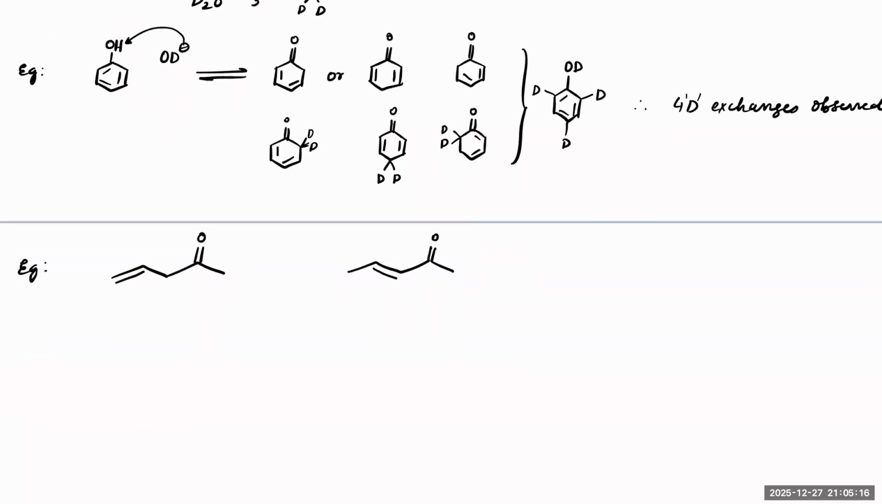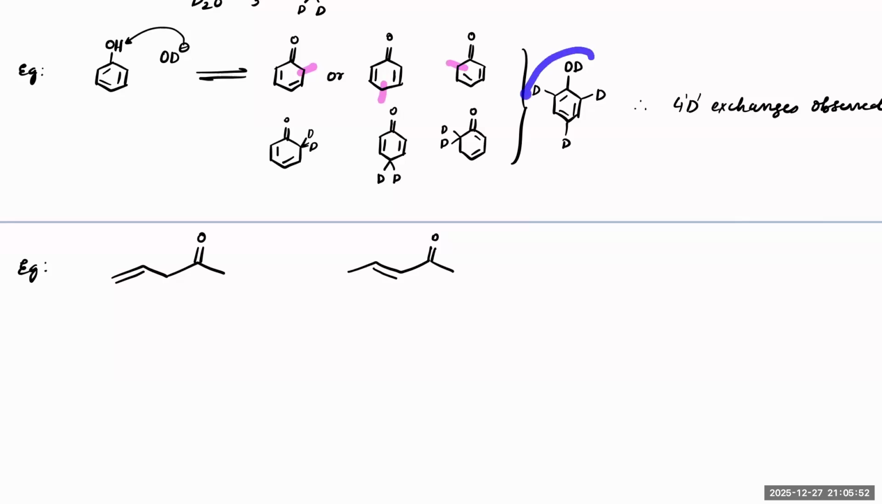In the case of phenol, OD minus will take H plus, you get O minus. That can be shown as a resonance stabilization in the keto form like this. Now, in this keto form, if you notice, this is the alpha hydrogen. Here is the alpha hydrogen. And in this case, here is the alpha hydrogen. In this case, here is the alpha hydrogen. So that means here, here, and here, hydrogen exchange can be happening. So all of them will convert into deuterium forms.